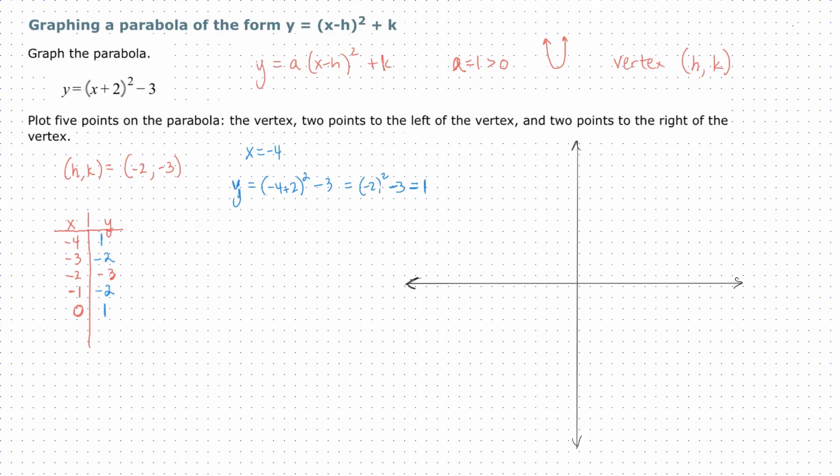Let's graph all these ordered pairs. Let's first graph the vertex. The vertex is really key. Graph the vertex first, -2, -3. And it's right there. And we know that this is going to open up. So -3, -2, -1, and then -2, and 0, 1. Nice shape here. Pretty standard parabola shape here. And then, of course, -4, 1. And then notice you play connect the dots.